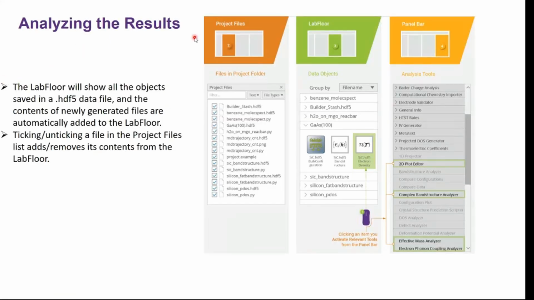So how do we analyze the results? Suppose I have created this one, GA100.sd5. Once you check mark this one, it will come here.